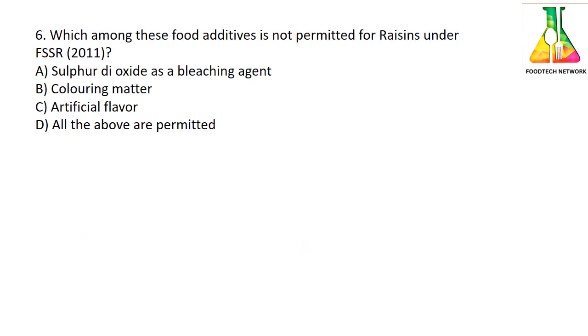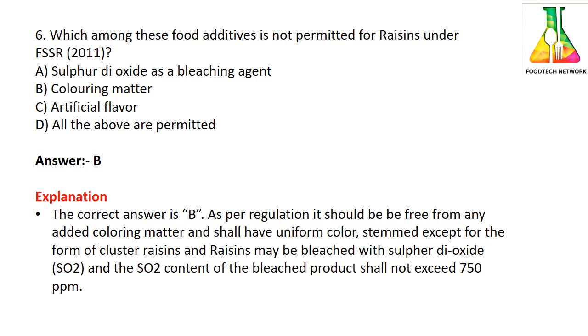Question 6. Which among these food additives is not permitted for raisins under FSSR 2011 regulations? Option A, sulfur dioxide as a bleaching agent; option B, coloring matter; option C, artificial flavor; and option D, all of the above. The answer is option B, that is coloring matter.